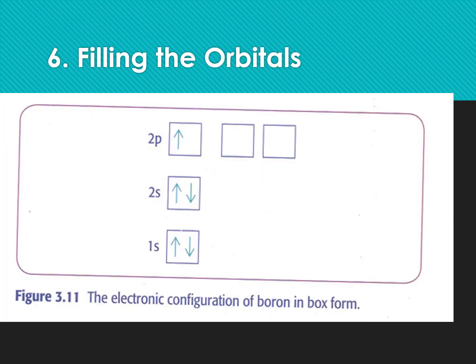Filling the orbitals. Each subshell has orbitals. We talked about the s and the p mainly. So in this case, boron has 5 electrons, so it's going to have 5 different electrons with opposite spins in each box, ending in the 2p.